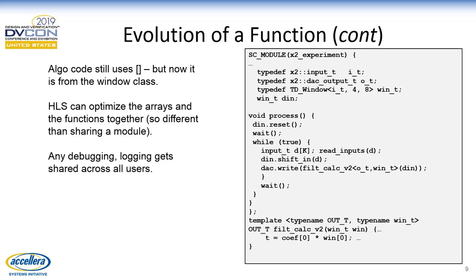And any fixes, improvements we do in the control, any debugging, any HLS constraints, we get to reuse. And down here, we can still use that square bracket operator. It's no longer really an array operator, but has the same effect. It's implemented from our shift register.